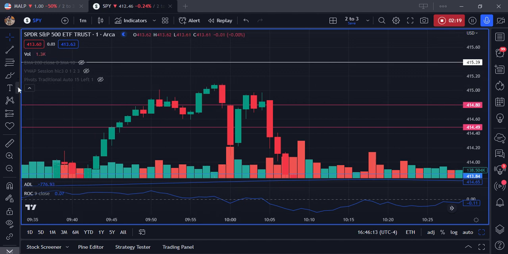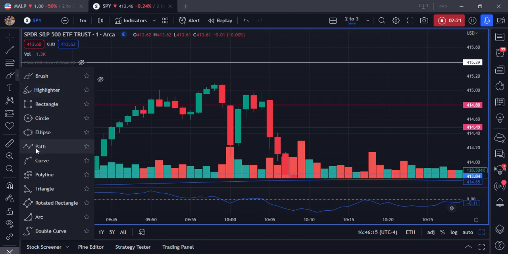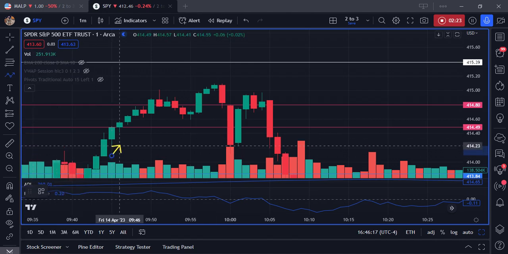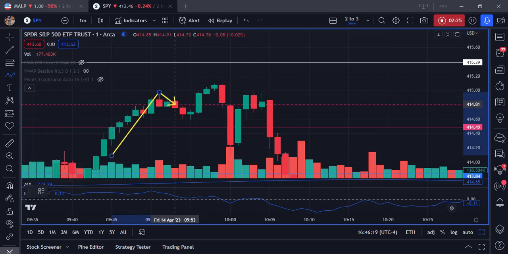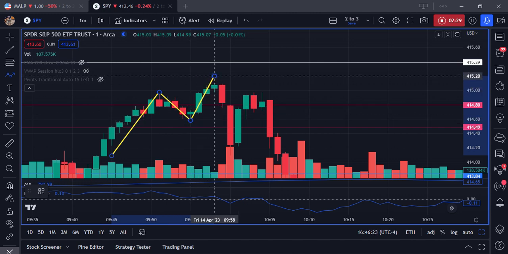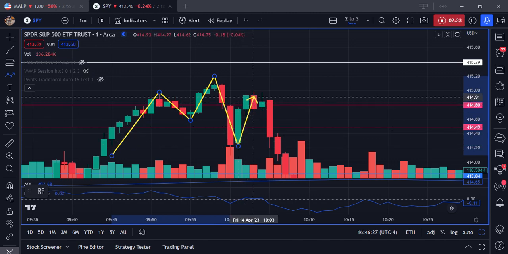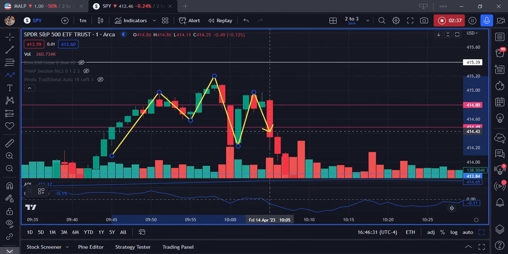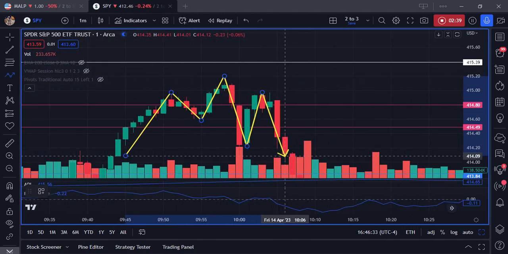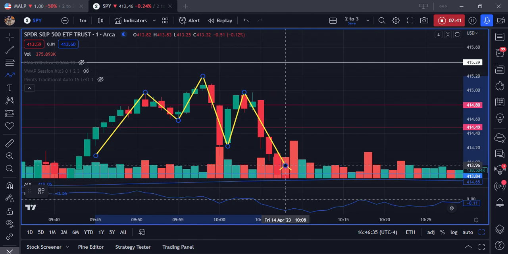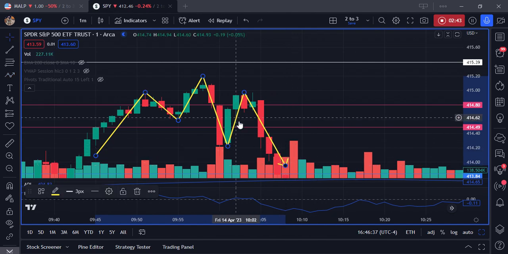But long story short, as you can see here, it created a path. It went up, came down, went here, went back up, came down, probably around this area. Went back up, same area here. Boom. And then from there, it just went down, like way down. And that was the actual fall.